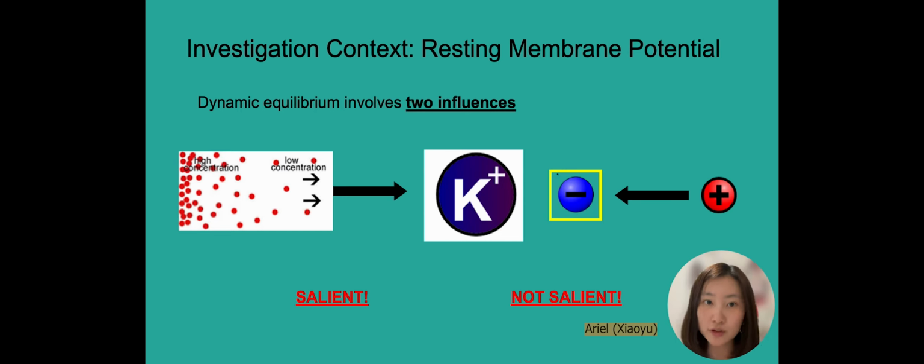The term resting refers to a state of dynamic equilibrium where two opposing processes occur at equal rates but in opposite directions. The membrane potential represents an electrical driving force that prevents ions from diffusing until they reach equal concentrations. The problem space involves prompting students to recognize two types of influences: a random process that is salient to students and a subtle force that is not salient to students.